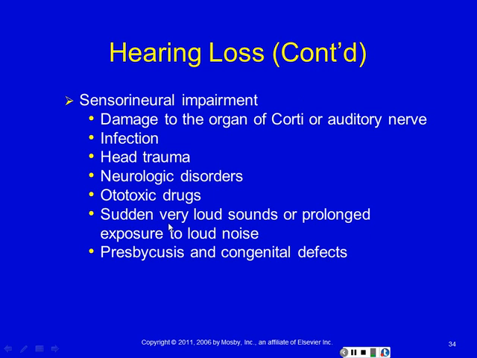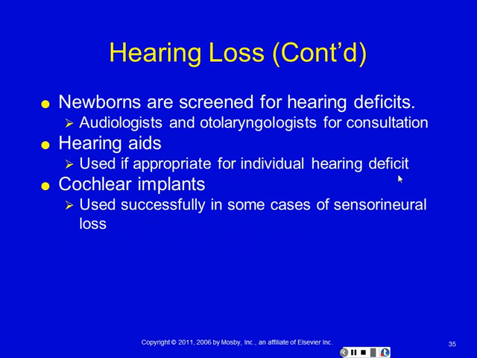So these are people who work around very loud sounds, or who are into loud hobbies like firearms or concerts, things like that. Over time, that loud noise can actually affect your organ of Corti and make it less and less sensitive. All right.